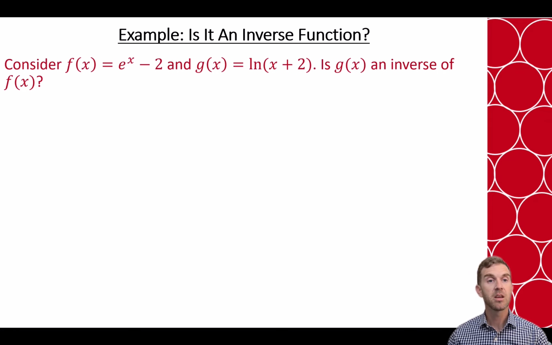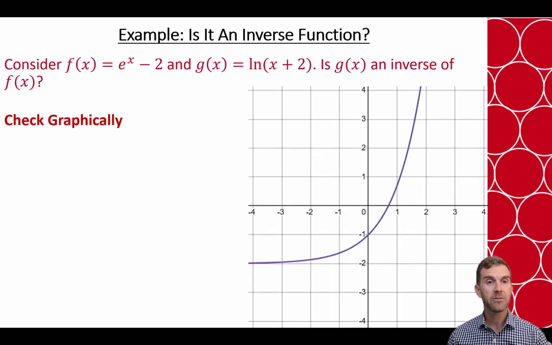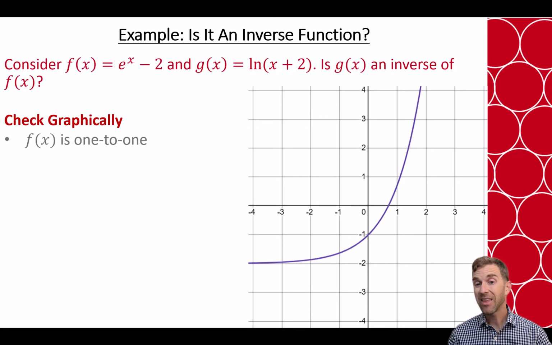So here we have two functions, f of x equals e raised to the x minus 2, and then we have g of x equals the natural log of x plus 2. And we want to know, is g of x the inverse of f of x? So if we graphed it, we'd start with e to the x minus 2. And we'd say, okay, when we look at that, that function is one-to-one. I can tell that graphically.